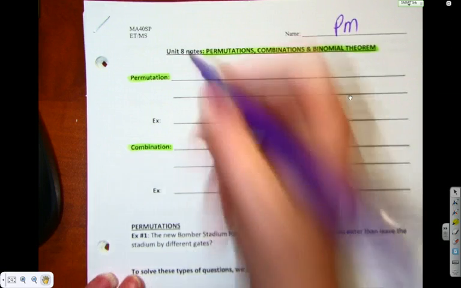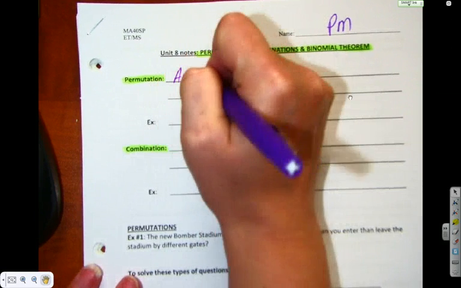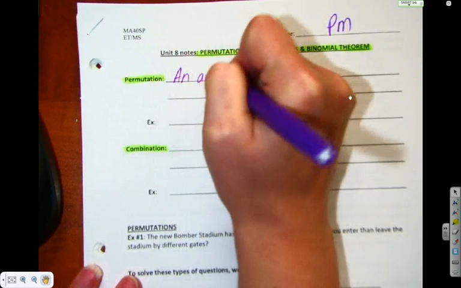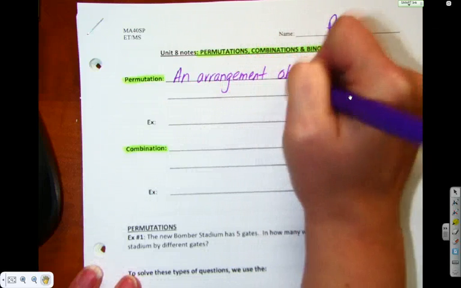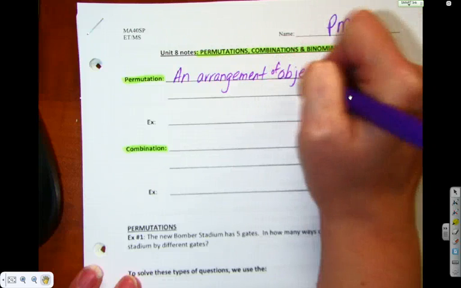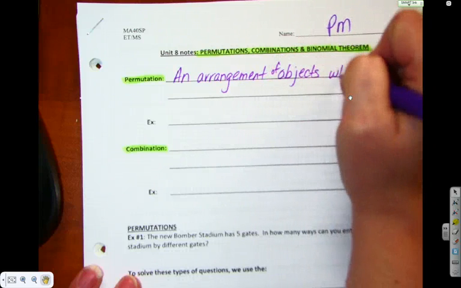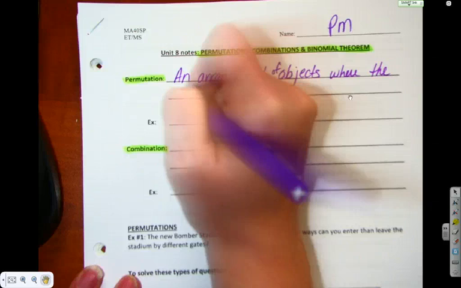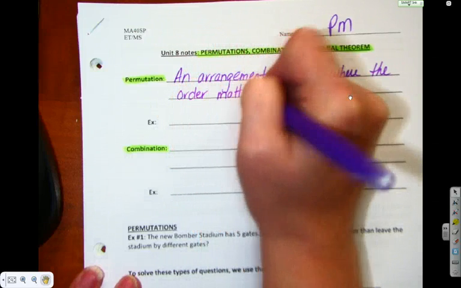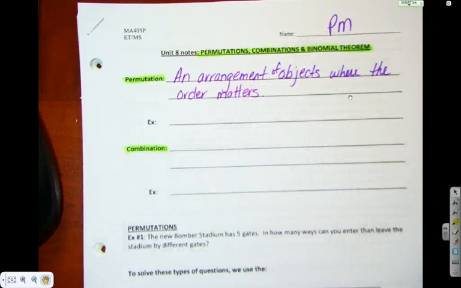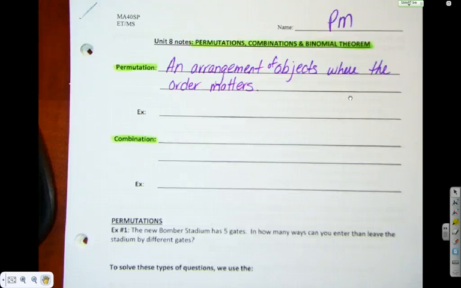A permutation is an arrangement of objects where the order matters. I forgot the words "of objects" earlier: an arrangement of objects where the order matters.